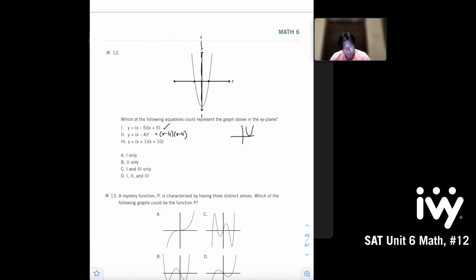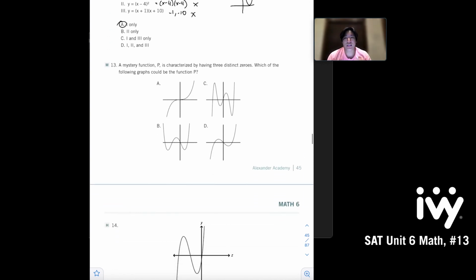So let's go ahead and look at option 3, because this is wrong. This is x plus 1 and x minus 10, which means our roots are going to be at -1 and -10. However, we see this graph has a positive root and a negative root, which means that this also can't be correct, so we're just left with only option A.